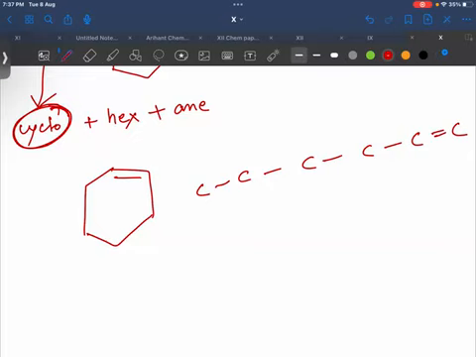Okay, there should not be any gap between cyclo and hex. It should be a dash? No, don't give a gap. It should be continuous. Guys, one more thing I want to say. Whenever you are naming a compound in organic chemistry, it should be continuous.